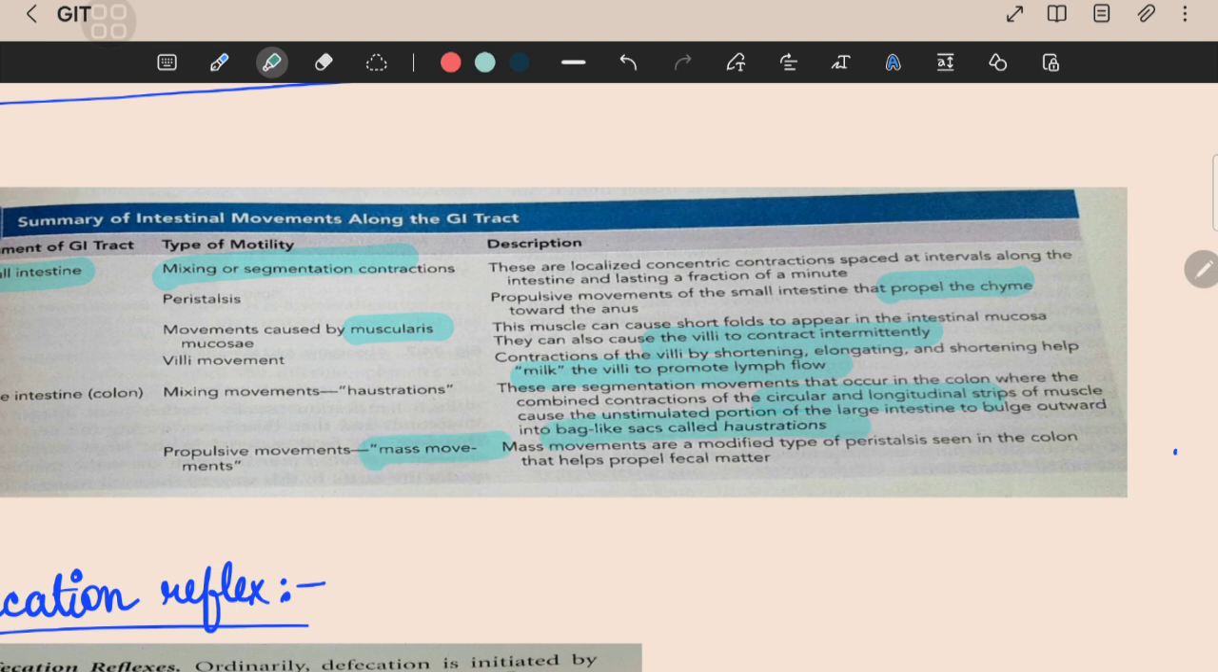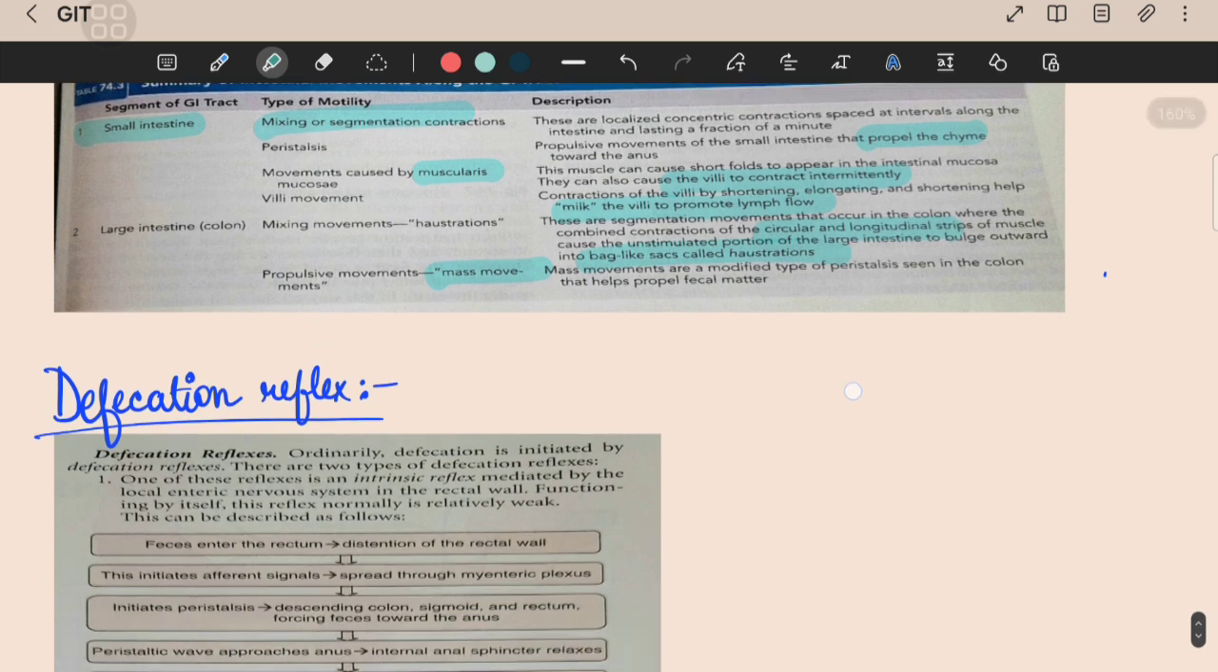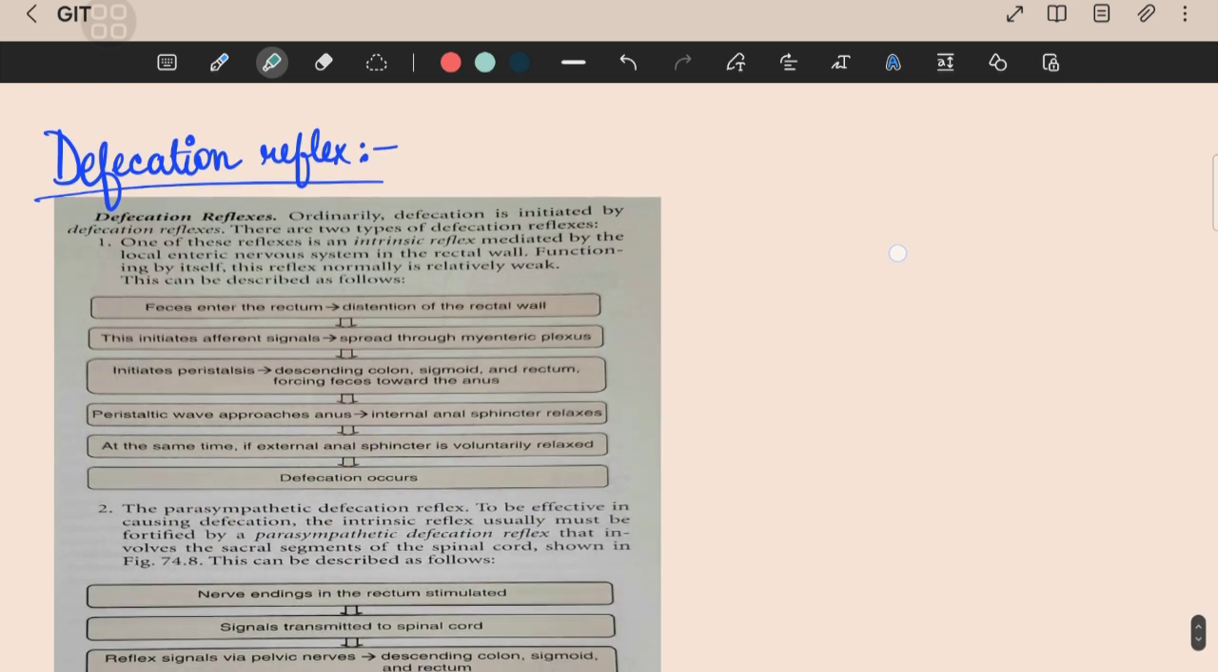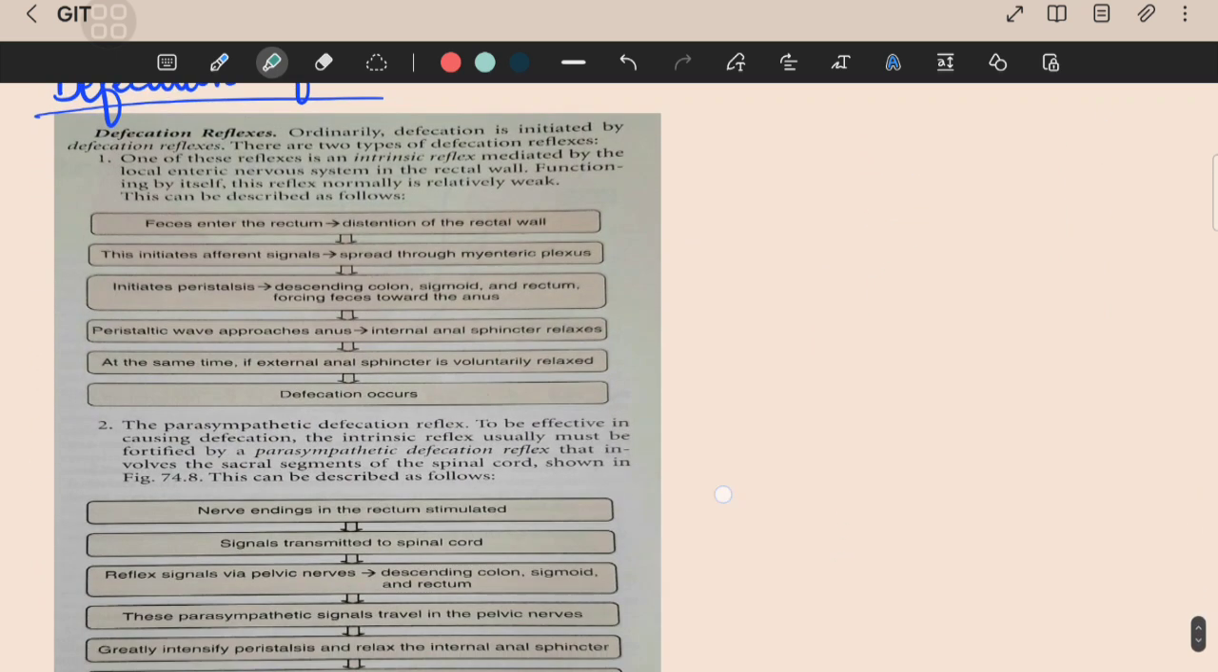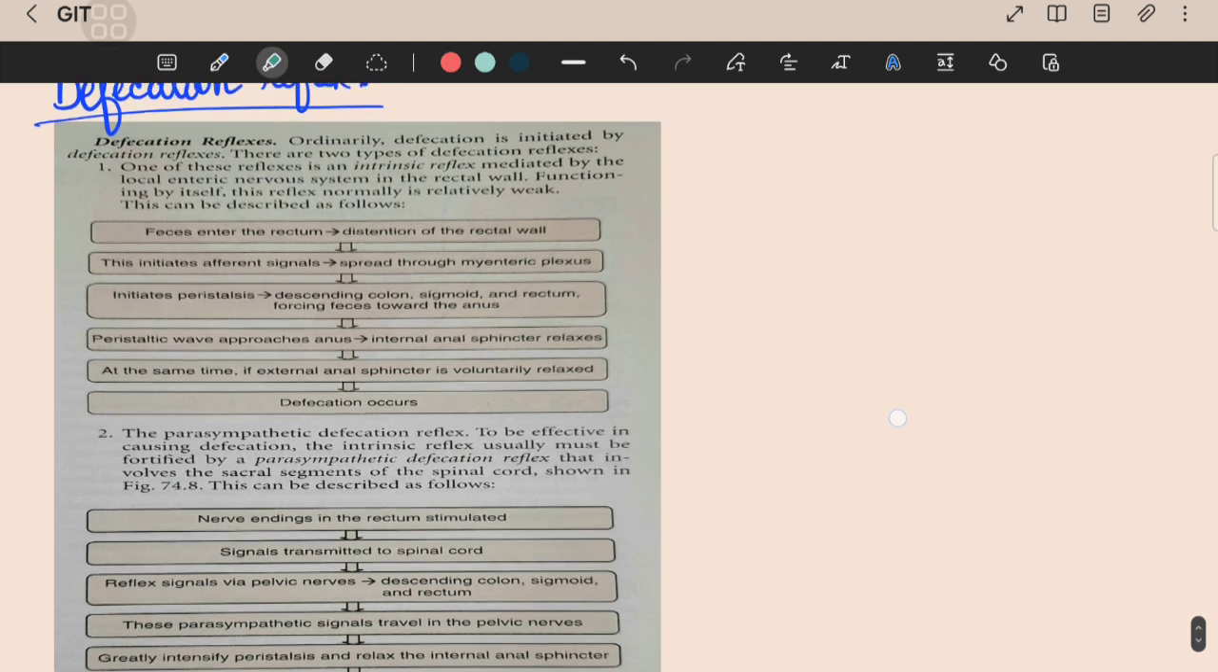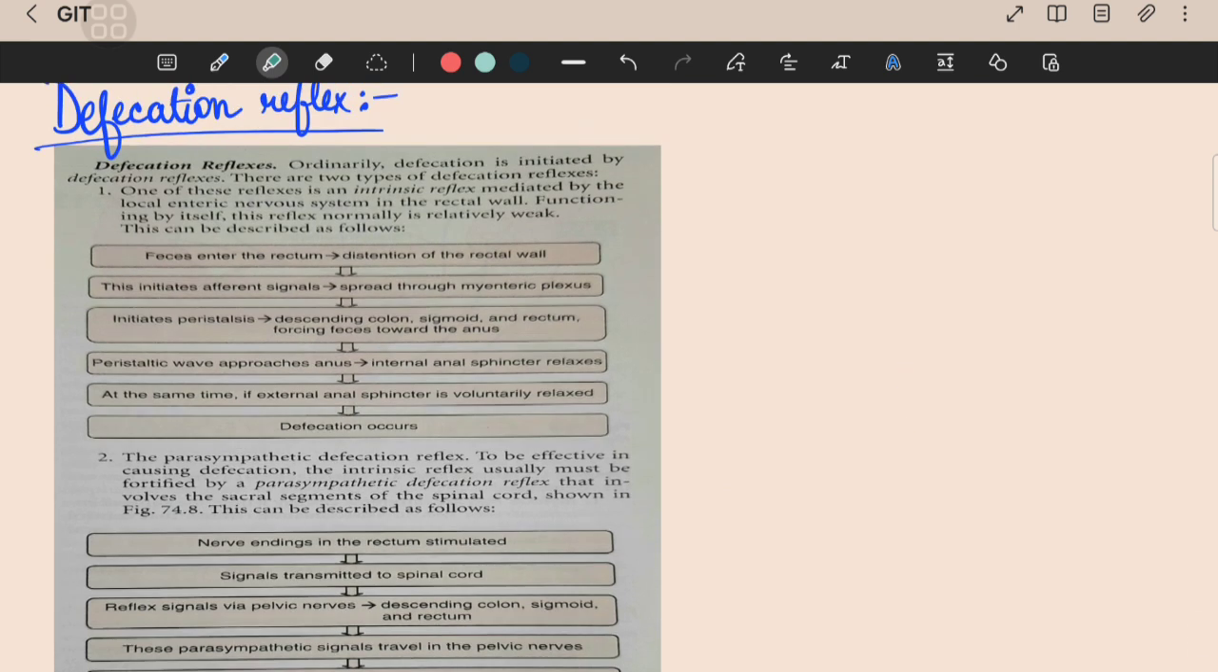You can easily imagine that there should be continuous propulsion, so that is constantly happening throughout the GIT, starting from the esophagus, then in the portions of the stomach, then in the small intestine and large intestine. So there will be this peristalsis, a propulsive movement always present, and this will ultimately propel the fecal matter. Now here I am just discussing in short the defecation reflex that can be directly asked, so always try to write your answers in a tabular format or flowchart format so that you can get more marks.